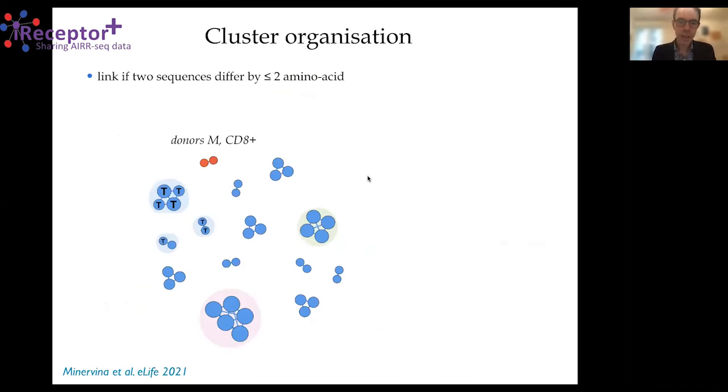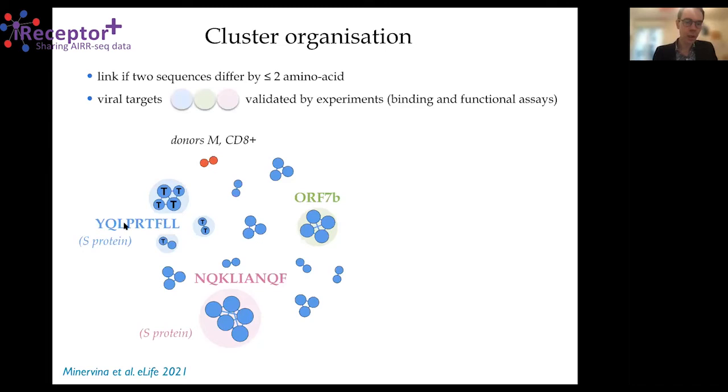The next thing one can do with those clonotypes is to examine them using the sort of network view I was already showing for antibodies. Here again, each node is a TCR beta sequence, and we put a link between them if they differ by less than two amino acids in the CDR3. And you can see that these sequences form clusters. We could infer the specificity of those clusters based on databases and also on tetramer assays. And so we could identify three antigens of SARS-CoV-2, two in the S protein and one in ORF7B.